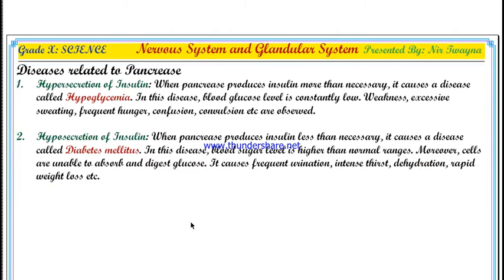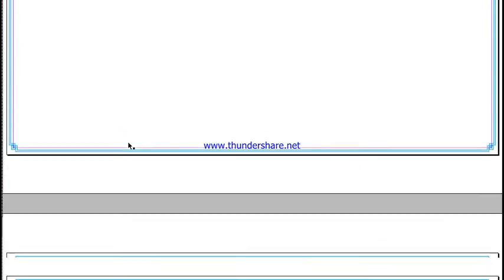Okay, that much about diabetes. We will discuss diabetes more in detail in another lesson, and blood circulation. Here we'll discuss only up to this much.